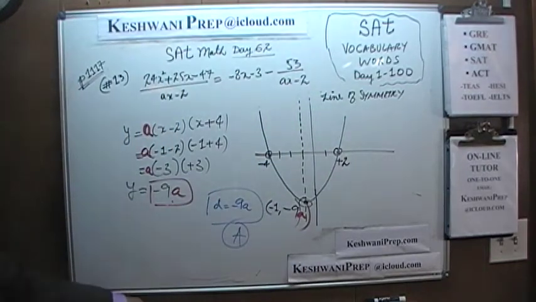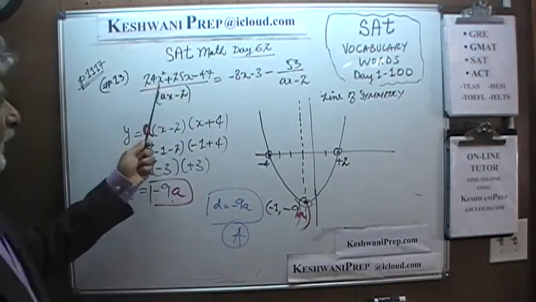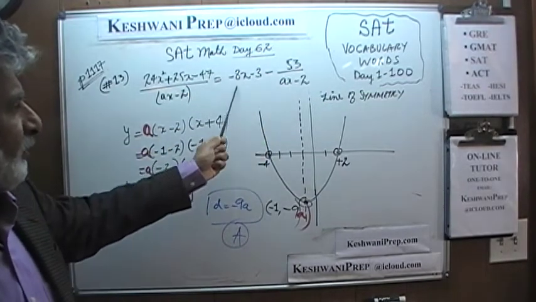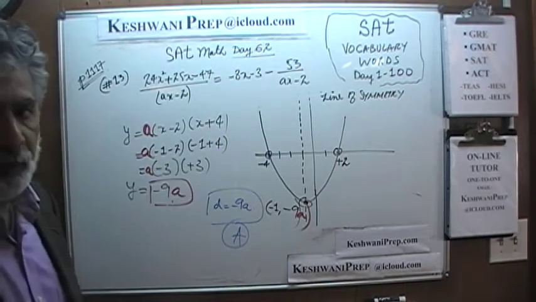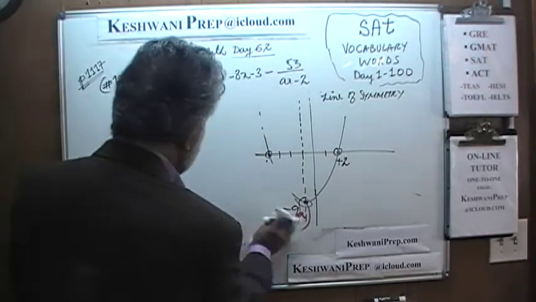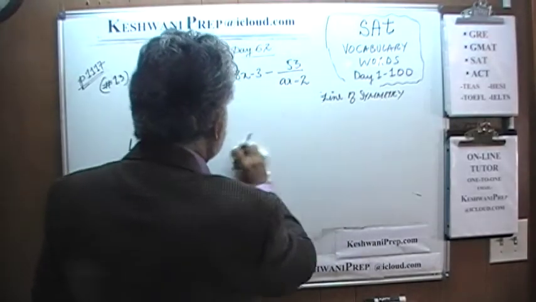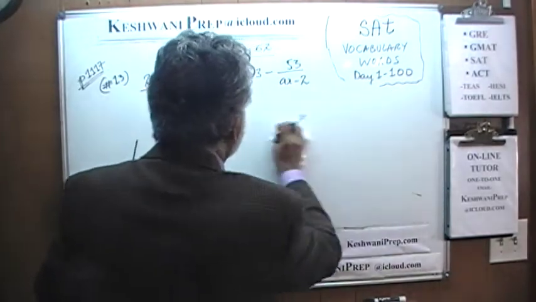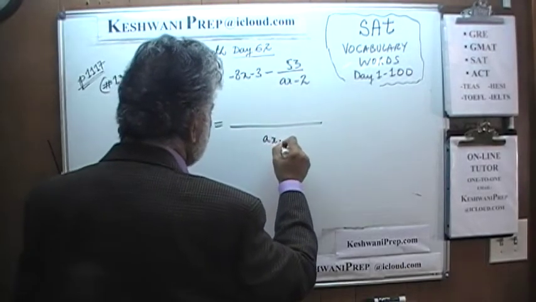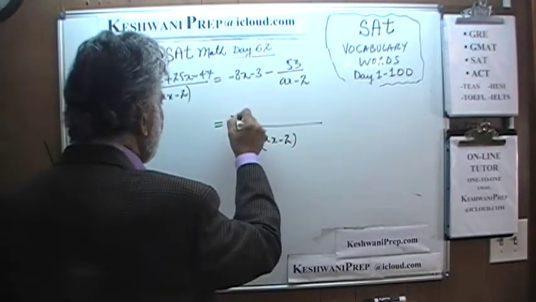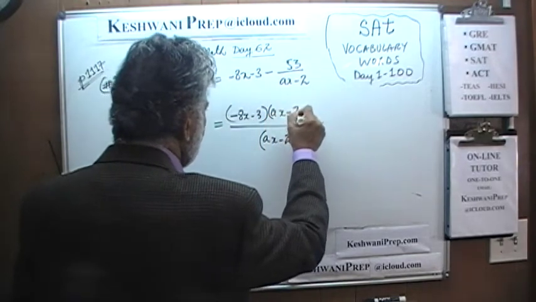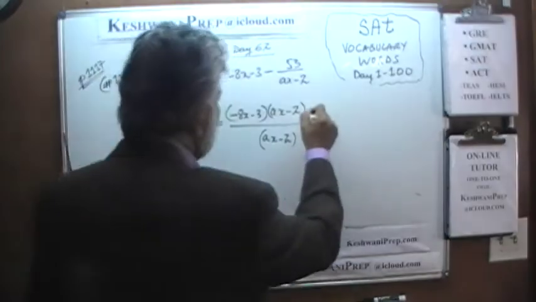The first thing we notice is that the denominator that appears through the entire left-hand side is the same denominator that appears in this term. If we can somehow have the same denominator for the entire thing, we can have the common denominator. Let's do this, shall we? I'm going to erase all of this we don't need anymore. So to find the common denominator, we simply make it ax minus 2. And this would be negative 8x minus 3 times this quantity, (ax minus 2), minus 53.